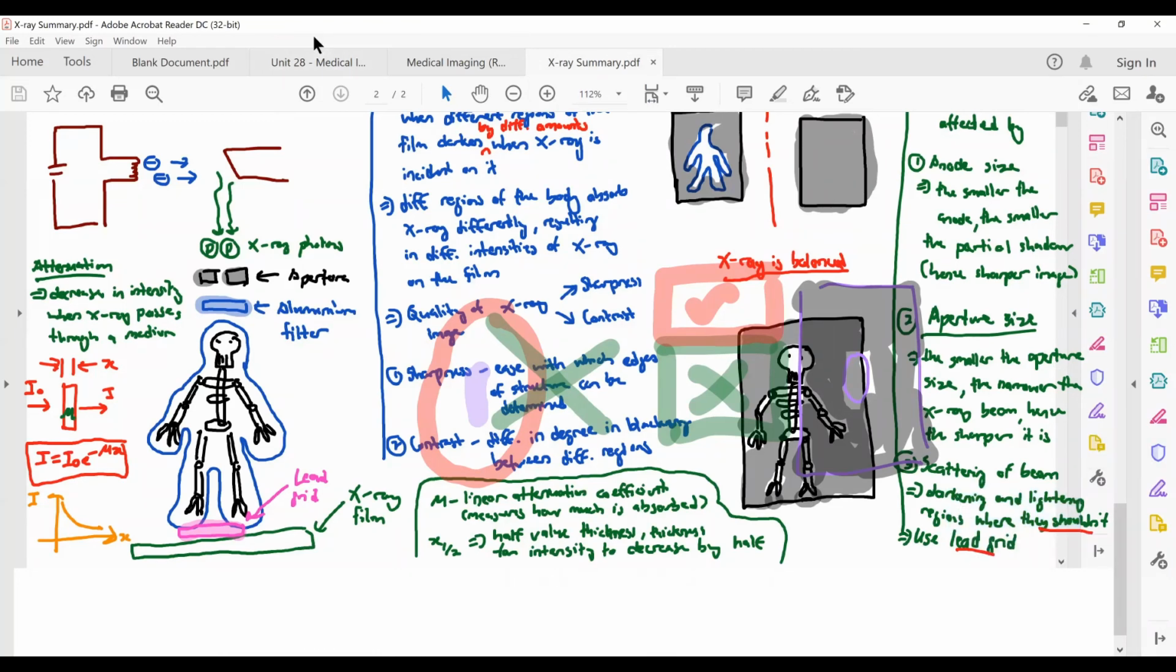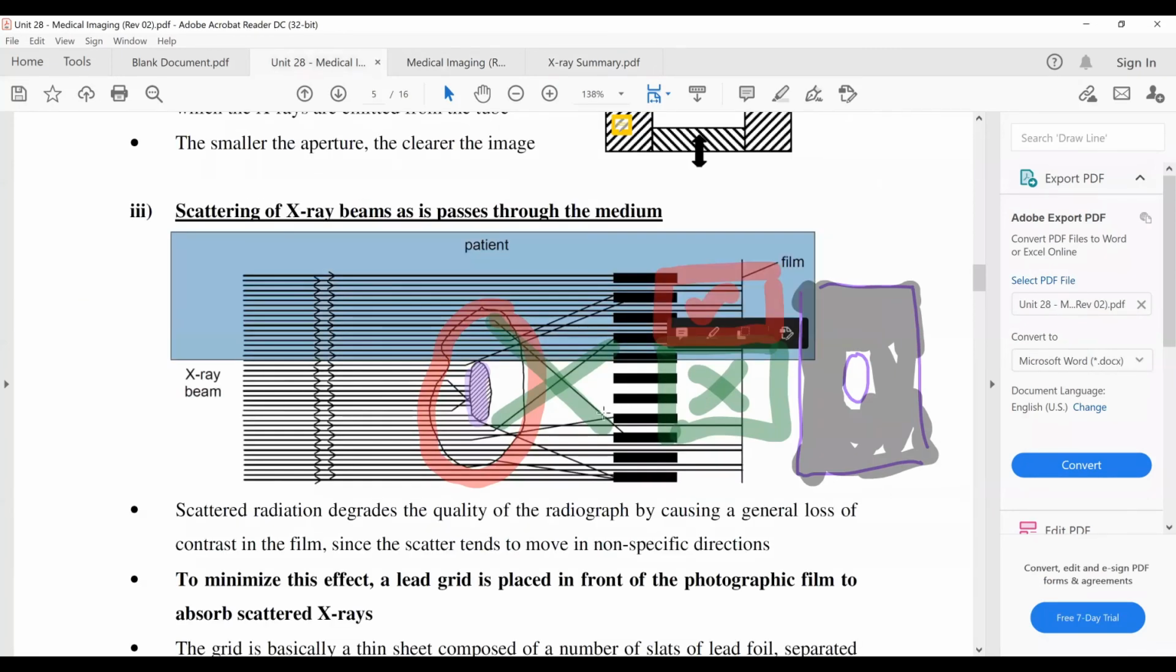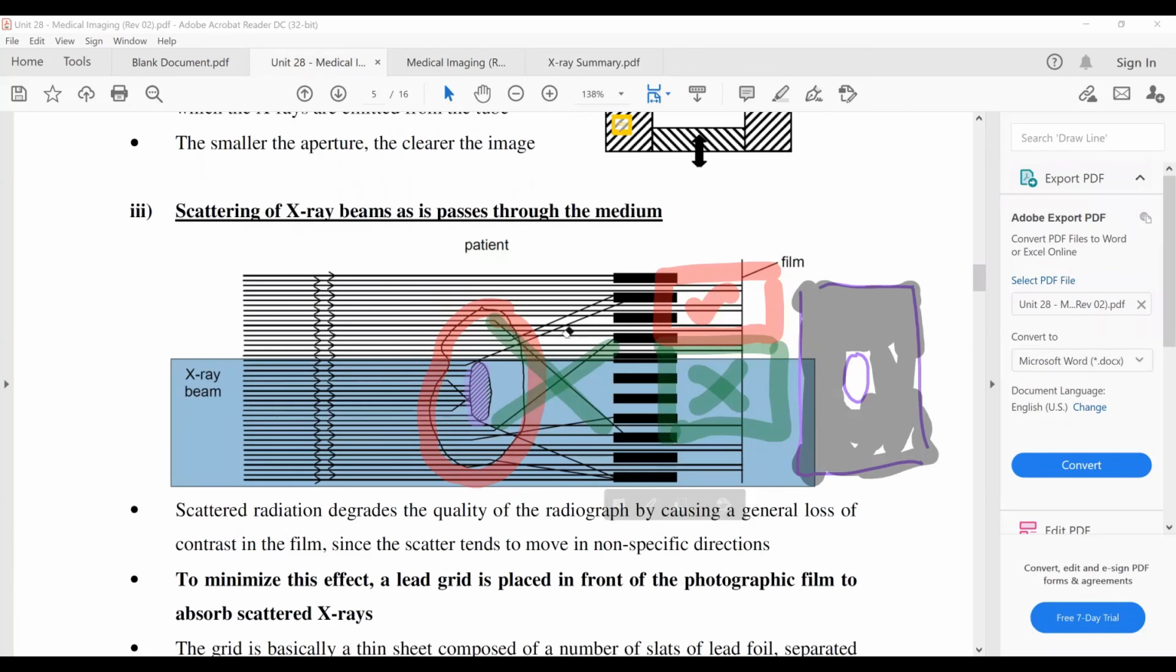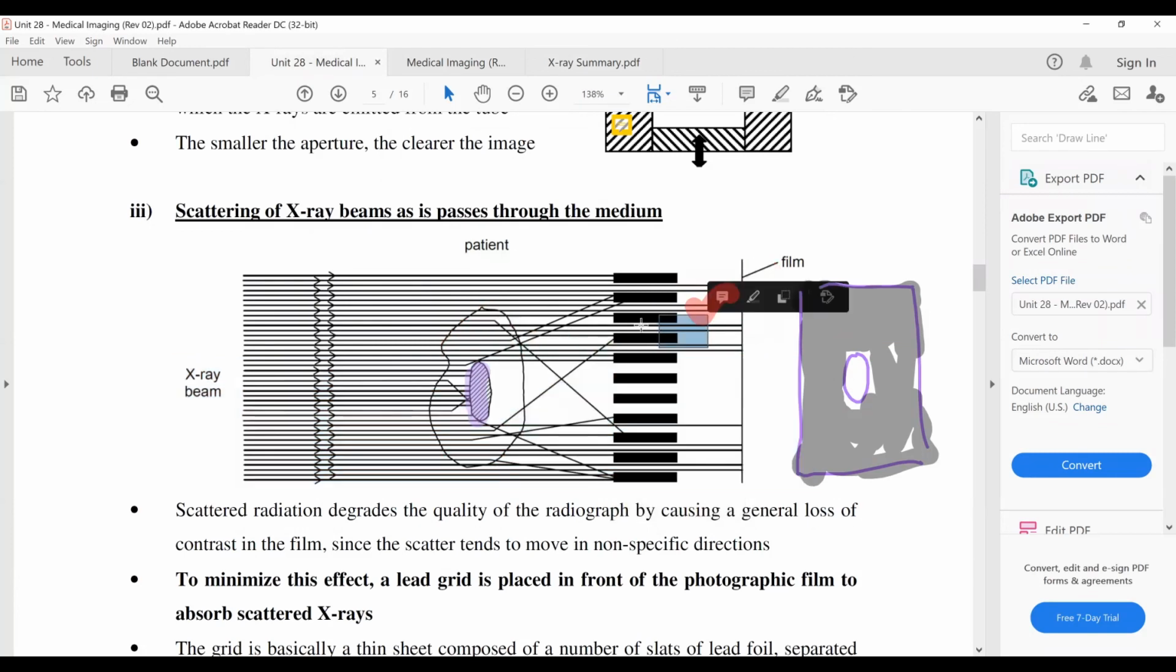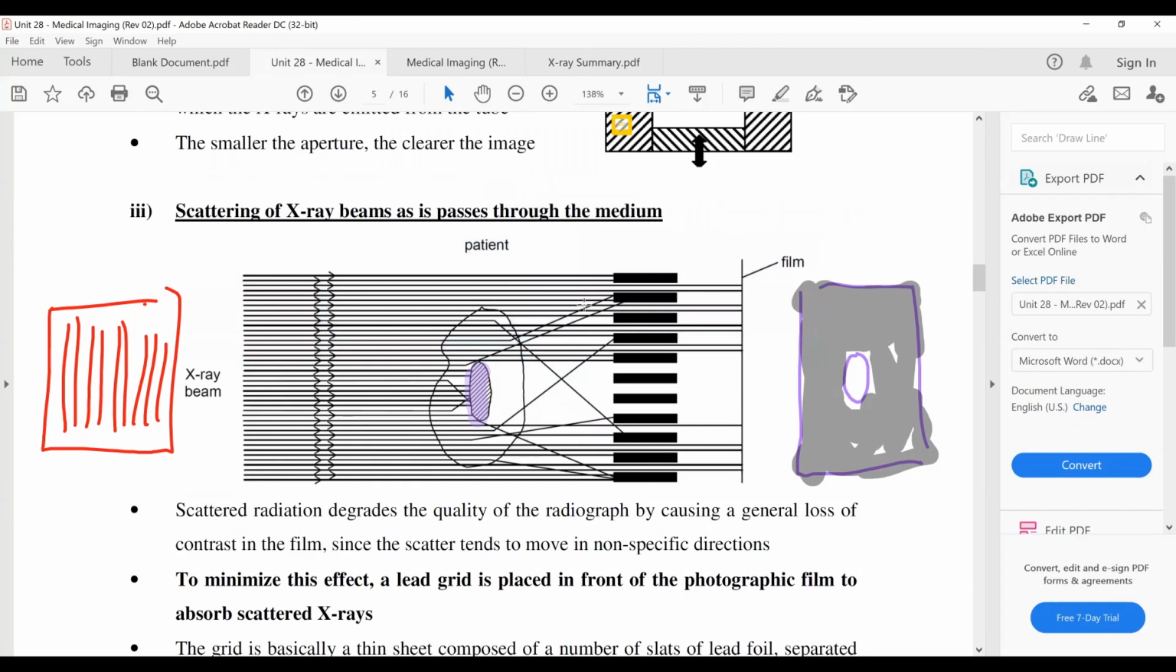If you want to avoid that, what we'll say is that you will need to use a lead grid. Okay, when you use a lead grid, this is what happens. The lead grid is just simply a plate with a lot of slits, something like this. When you view it from the side, it looks like this. So the purpose of the lead grid here is to block off the X-rays that have scattered and to allow the X-rays that are still straight to pass through.